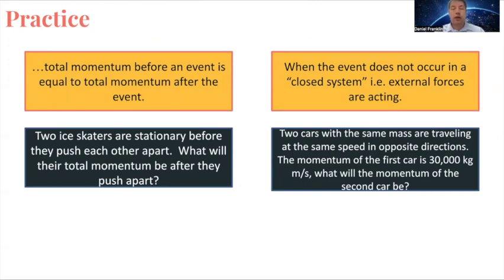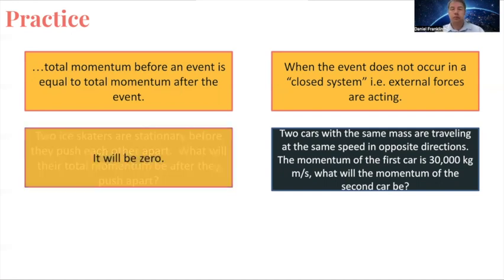So two ice skaters are stationary before they push apart. What will their total momentum be after they push apart? The same. So if they're stationary beforehand, their total momentum is 0. So guess what it is after they push? Still going to be 0. It's just one's going to go positive and one's going to go negative, and it's going to cancel each other out. If you add them together, it's going to still equal 0.